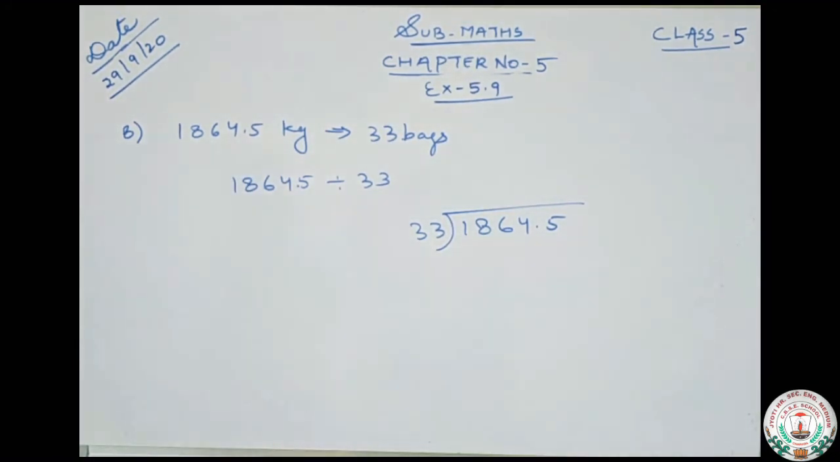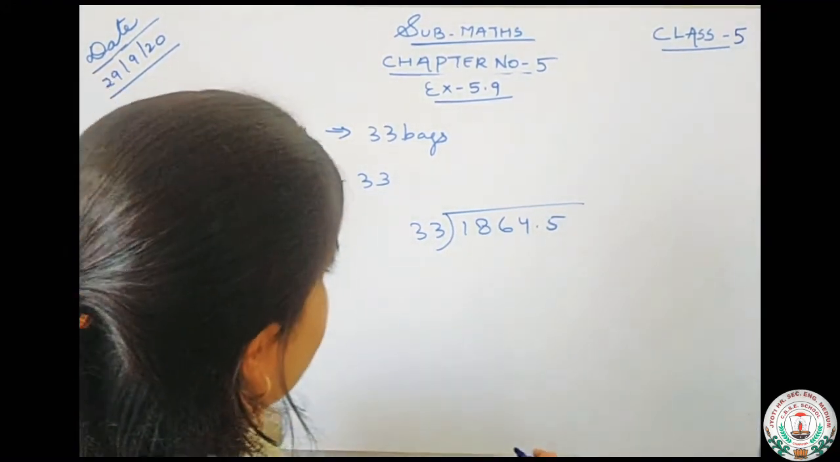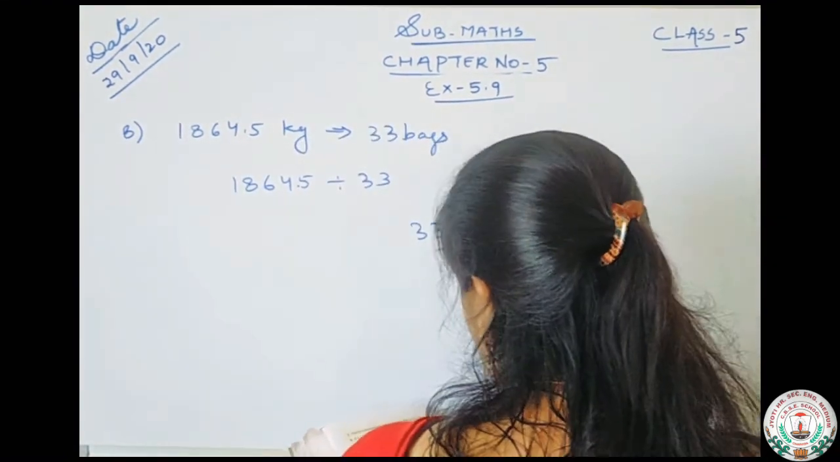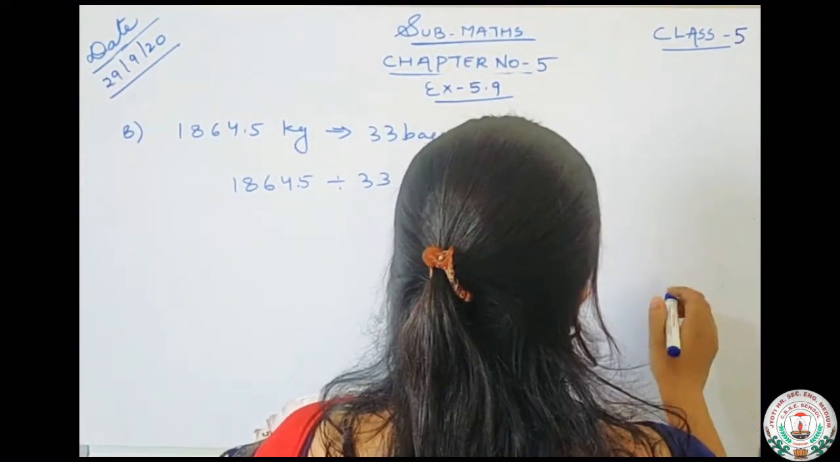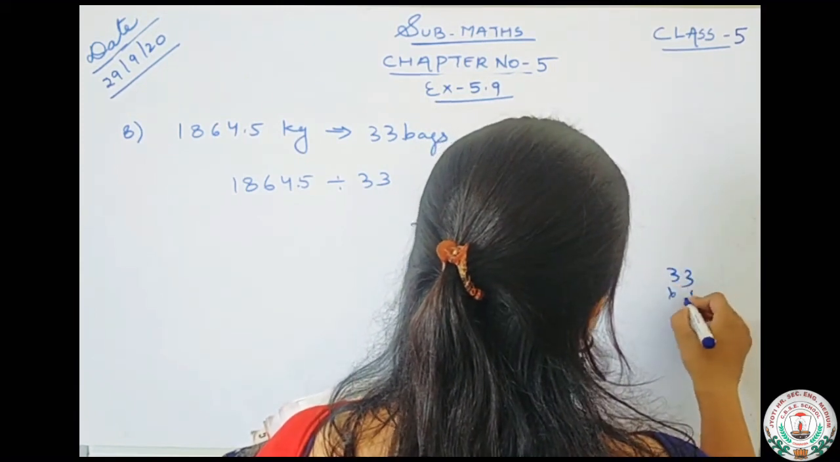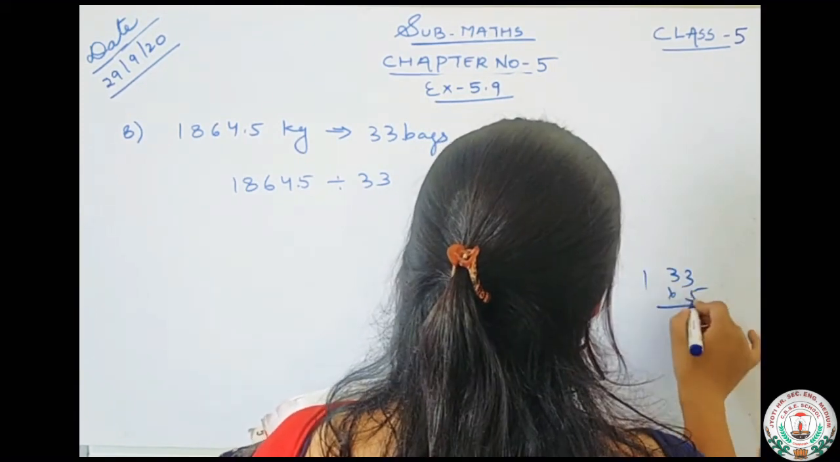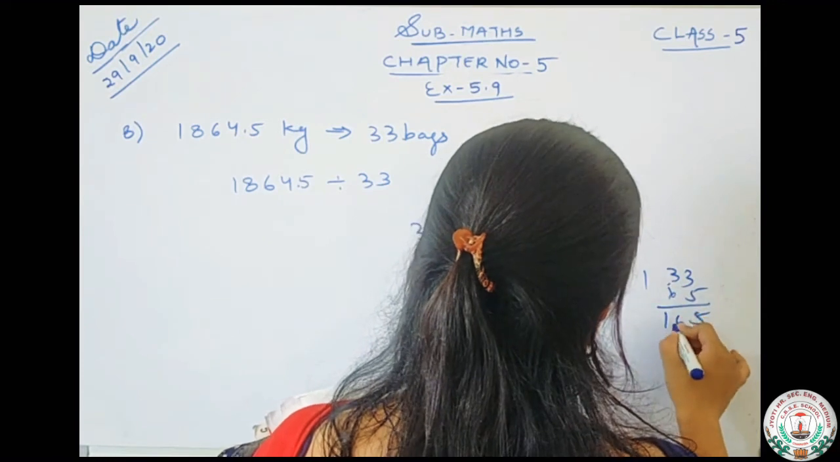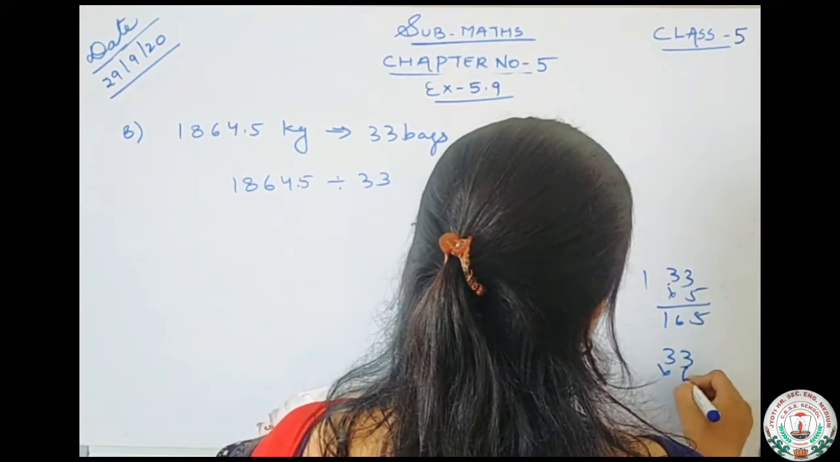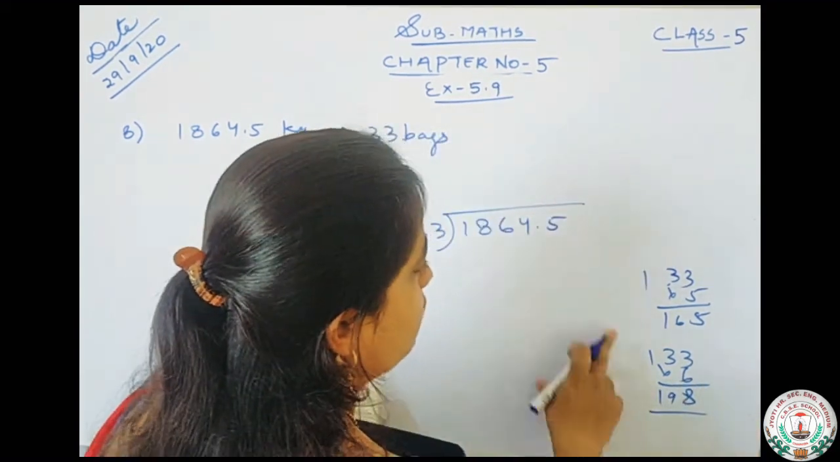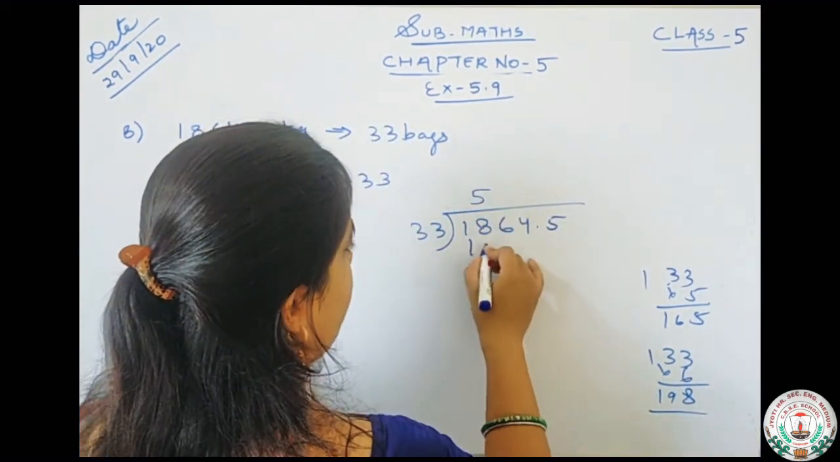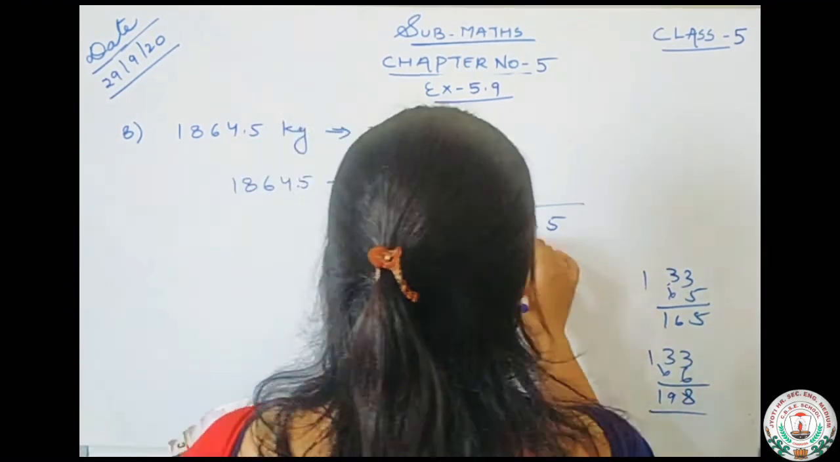We don't know the table of 33, so we will do it in rough. 33 into 2 will be 66. 33 into 3 will be 99. 33 into 4 will be 132. So 33 into 5: 5 3s are 15, 5 3s are 15, 1 carry, 16, 165. 33 into 6: 6 3s are 18, 6 3s are 18, 1 carry, 19. It will be greater, so we will take 5 times, 165. Minus it.